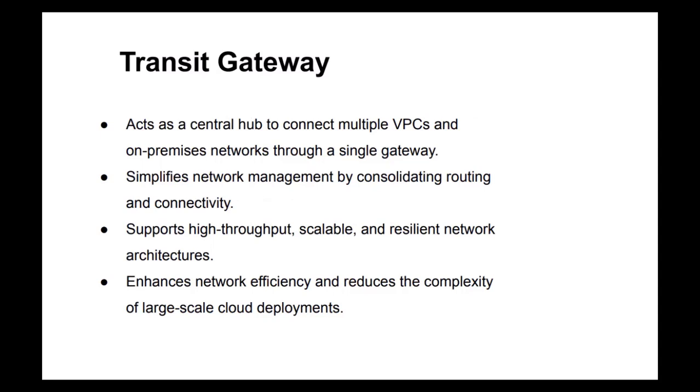Next, we have a transit gateway. Your transit gateway is going to be a central hub that will connect multiple virtual private clouds and on-premises networks. You can have one single gateway where you can manage all of the network configurations related to your routing and your connectivity. Transit gateways are very important if you have high throughput and scalable network architectures.